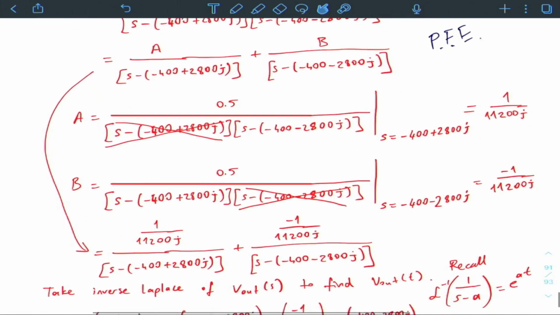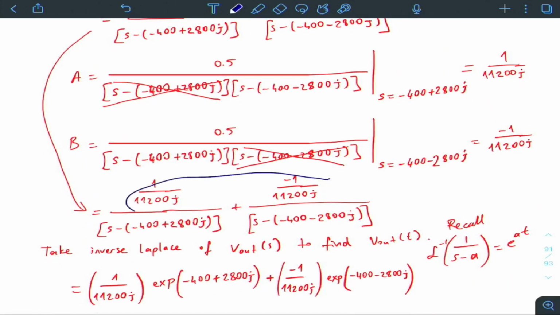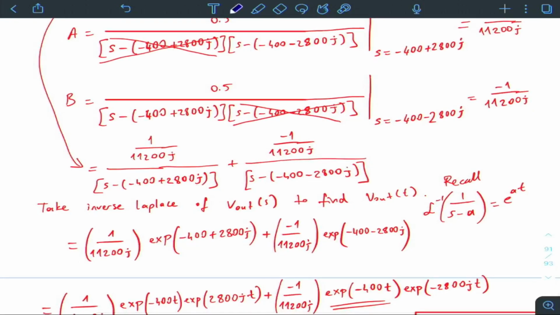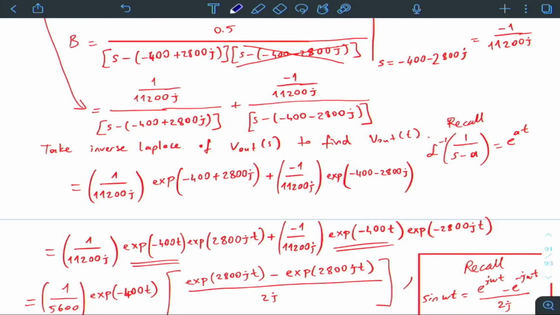Okay, let's record what this is. This is V out, in the s domain by the way, and we want to find V out in the time domain. And we are going to take the inverse Laplace transform of this term, and here let's remind ourselves that this is the basic inverse Laplace transform equality. Here let's consider this as a constant.